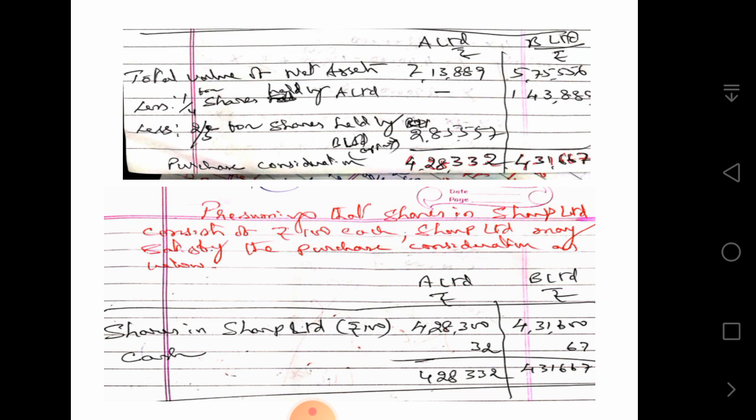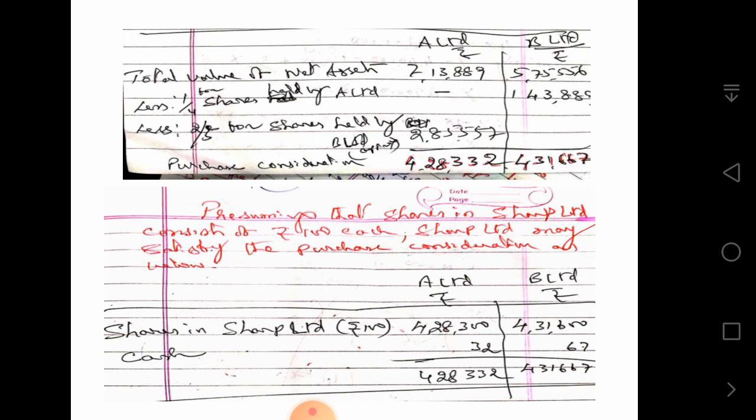Less 1/4 share held by A Limited, it comes to 1 lakh 43,889. Then less 2/5 of shares held by B Limited, it works out to 2 lakh 85,557. So the purchase consideration will be 7 lakh 13,889 minus 2 lakh 85,557, which is equal to 4 lakh 28,332 for A, and 4 lakh 31,667 for B.